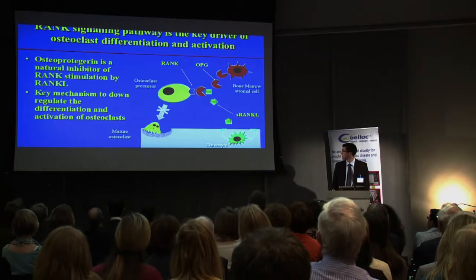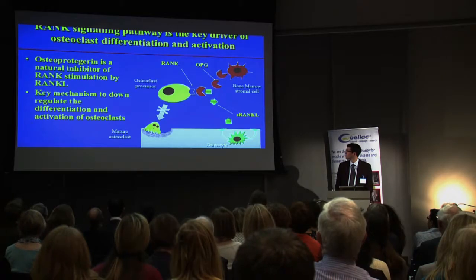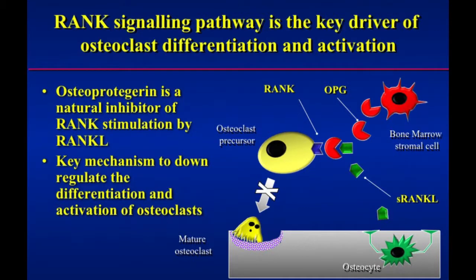The on switch for osteoclast activity is a receptor called RANK, receptor activator of NF-kappa B, and that's the key mediator of osteoclast differentiation. The body has a natural inhibitor of RANK called osteoprotegerin, or protector of bone, and that's stimulated by bone marrow stromal cells and blocks the stimulation of RANK. And that's a key way that you regulate the switch between resorption and formation.